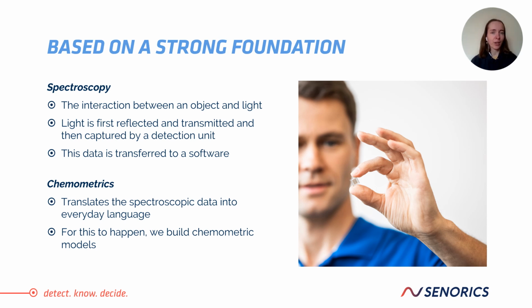So what is chemometrics? You can imagine chemometrics as a complex algorithm that reads and interprets inputted data and provides you with easy-to-understand results. Putting it even more simply, it translates spectroscopic data into everyday language. For this to happen, we build chemometric models that are customized to each individual use case.